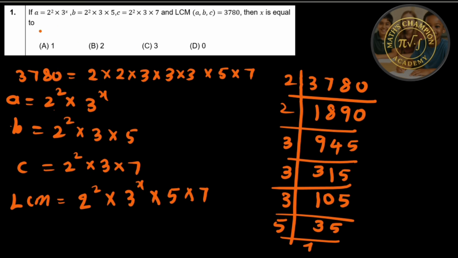So from here, both are equal. This 2 square and this 2 square cancel. This 5 and 5, 7 and 7 get cancelled. So what is the leftover? 3 power x is equal to 3 cube.